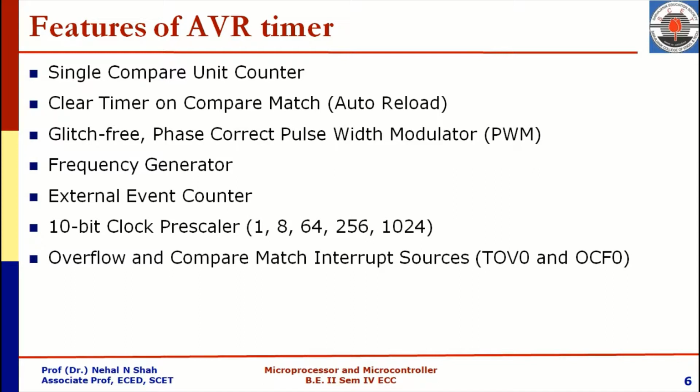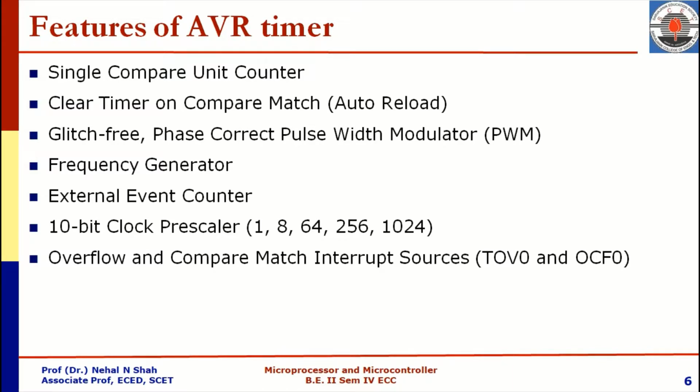Timers have a 10-bit clock prescaler. In the case of timer 0, the original clock can be divided by 8, 64, 256 or 1024. So these are the prescaler values associated with timer 0. Timer 1 and timer 2 both have such a prescaler feature.